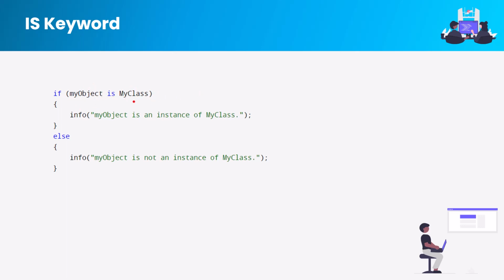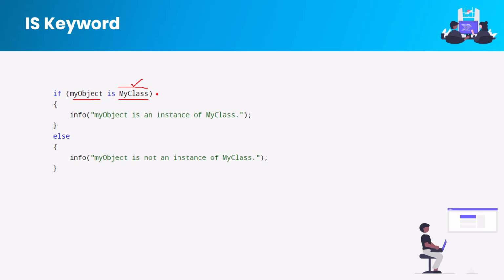Now let me give an example of a real scenario. For example, I have a base class or parent class, my class, or you can say an animal class, and I have created another class which is inherited from this class. The name of that class is cat class. So I'll create an object of the cat class, my object. Now I can check whether my object is an animal or not.